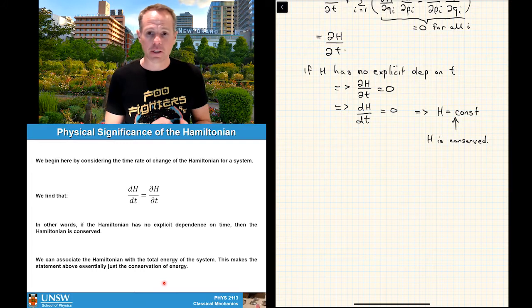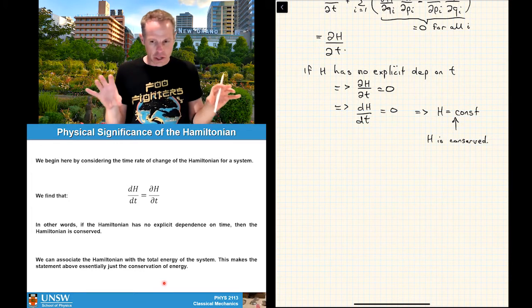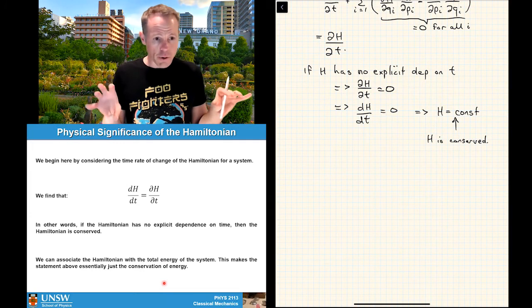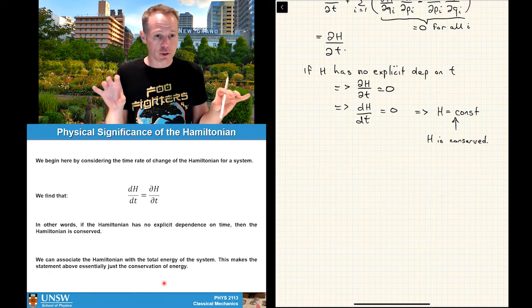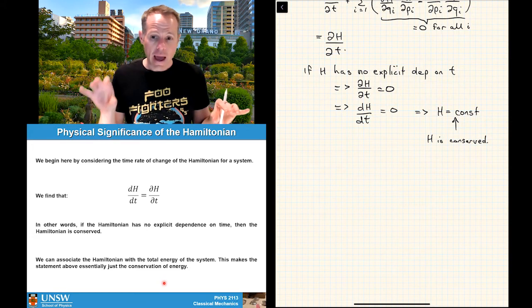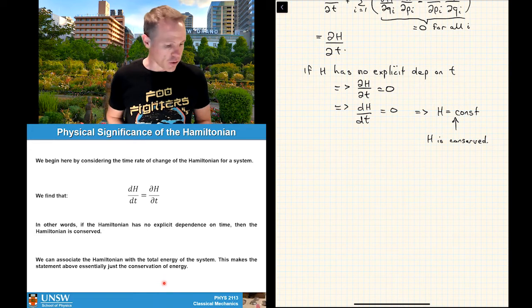All right? So this is the other nice thing about the Hamiltonian approach compared to the Lagrangian approach. It is that the Hamiltonian approach, the function that you use as part of that approach, the Hamiltonian, has an actual simple physical meaning. It is just the total energy of the system. And if the Hamiltonian has no time dependence, then the total energy of that system is conserved.